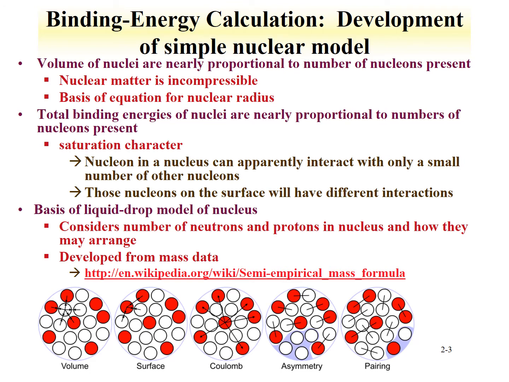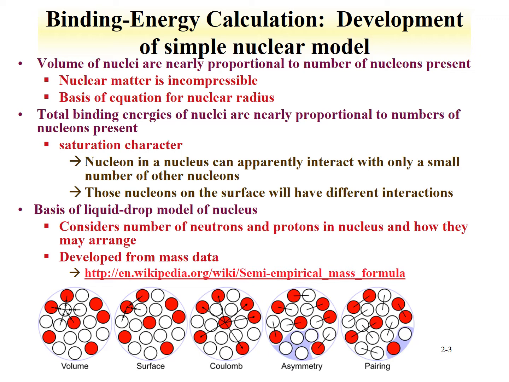Based on everything we've discussed, masses, and how those masses can be used to evaluate binding energy, we can now use this information to actually develop a simple model of the nucleus. So we're going to talk about a model of the nucleus, and this model is basically going to be based on a liquid drop. Very simple. We're going to call it the liquid drop model of the nucleus. That's what it's called. And some of the concepts of this model are described here.